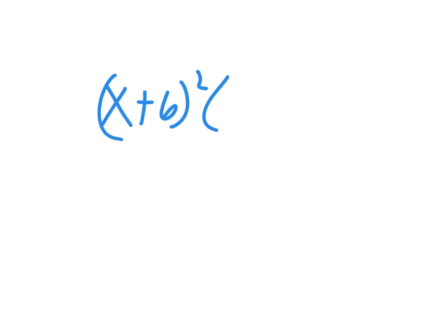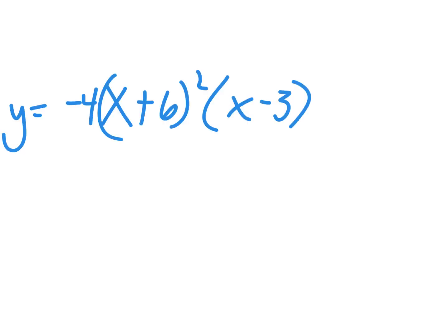Let's do one like that. Here's one where you've got x plus 6 squared, and then an x minus 3, and then a negative 4 in the front. That looks really scary. I'm not going to ask you to graph it. I'm just going to ask you, what's the lead term? Because once you know that, you can tell if it's up or down on the right, and you can tell if it's the same on the left. Just figure out the lead term.